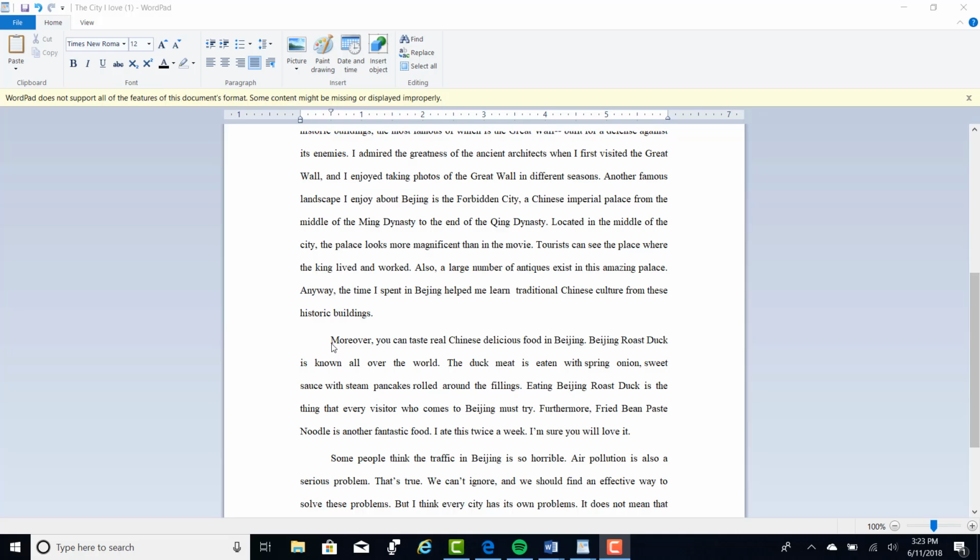Okay, let's go to this one. So again, you can taste real Chinese delicious food in Beijing. That's a fact. But with this type of writing, Jed, you need to make arguable topic sentences, not just factual information. You're not just giving us facts about the city, you're framing an argument around why Beijing is your favorite city, right?